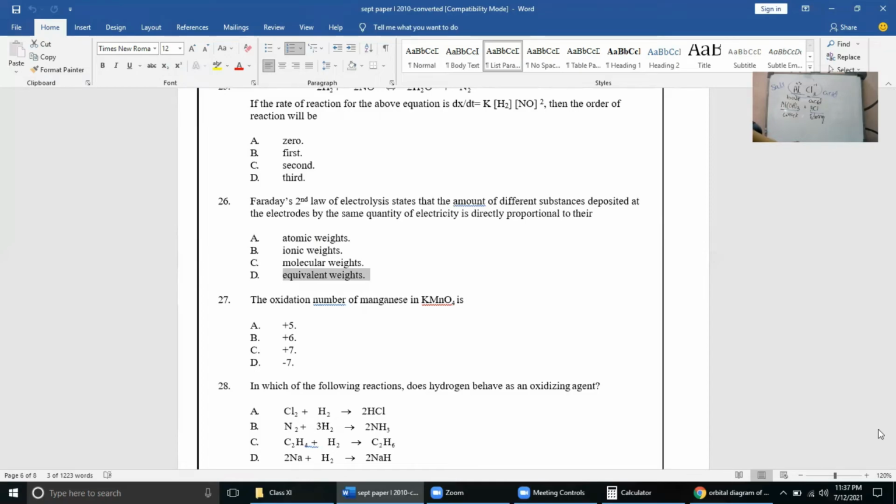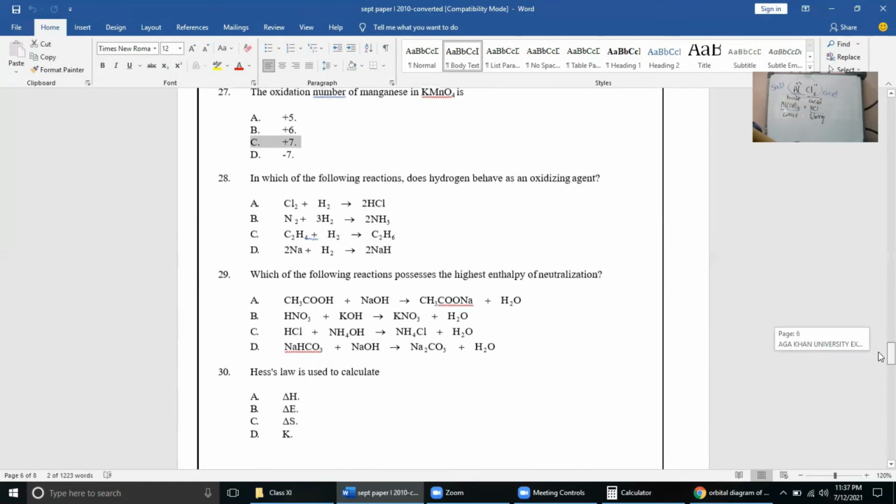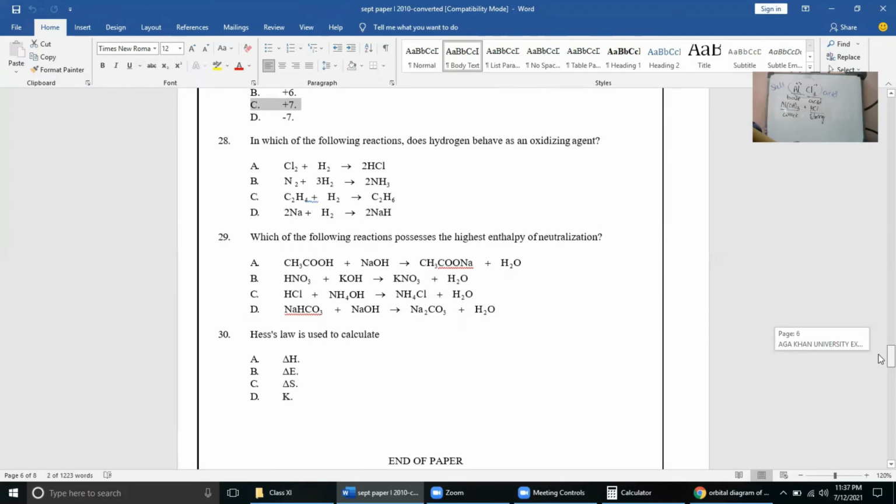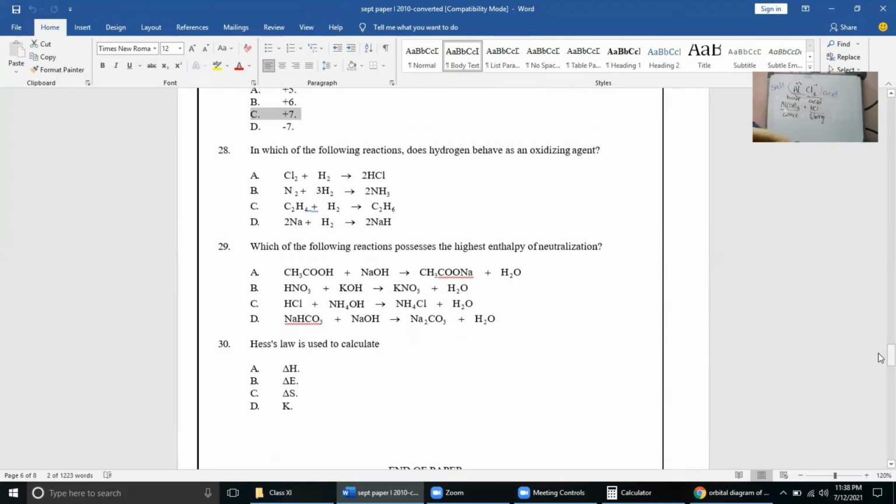Number 27, the oxidation number of manganese in KMnO4. Oxygen oxidation number is -2, potassium +1, so manganese will be +7. The correct answer is C, +7. Number 28. In which of the following reactions does hydrogen behave as an oxidizing agent? Here you need to check which species is reducing and which species is oxidizing. In the first equation, hydrogen oxidation number is changing from 0 to +1. This process is oxidation. So here hydrogen is acting as a reducing agent.